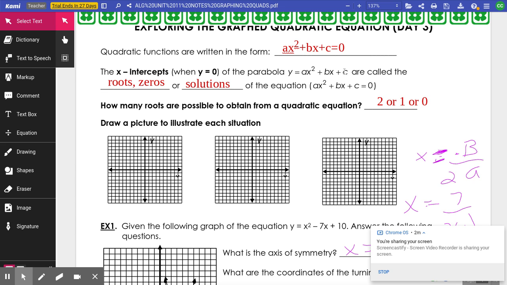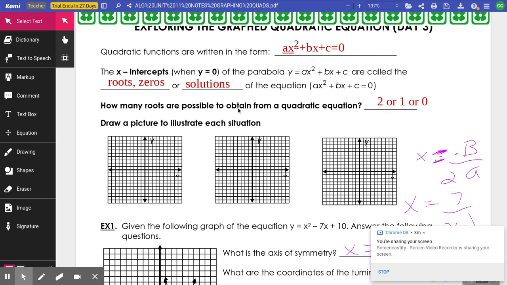All right, so the x-intercepts, when y equals 0 in the parabola ax squared plus bx plus c, are called roots or zeros or solutions. I don't care which ones you use. You're probably going to hear roots and zeros. But if you hear solutions, that means we're probably solving it. How many roots are possible? Well, roots are where it crosses the x-axis, okay? And because this is to the second power, it's either going to cross twice or under that, which means once or never.